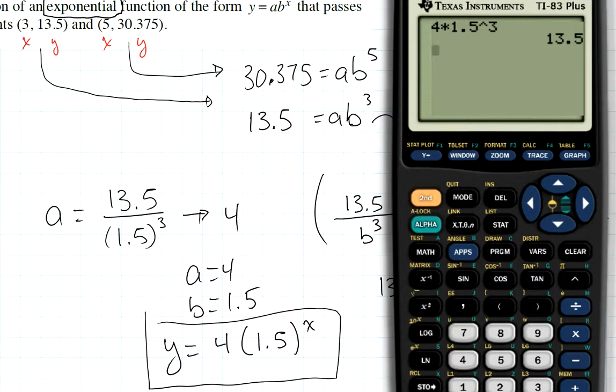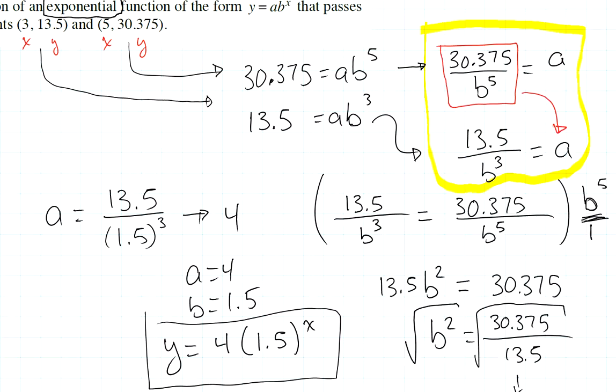And the same thing with the second point. If I take 4 times 1.5 to the fifth power, that should give me exactly 30.375, and it does. So this is doing a good job of hitting exactly those 2 points, and it's an exponential function.